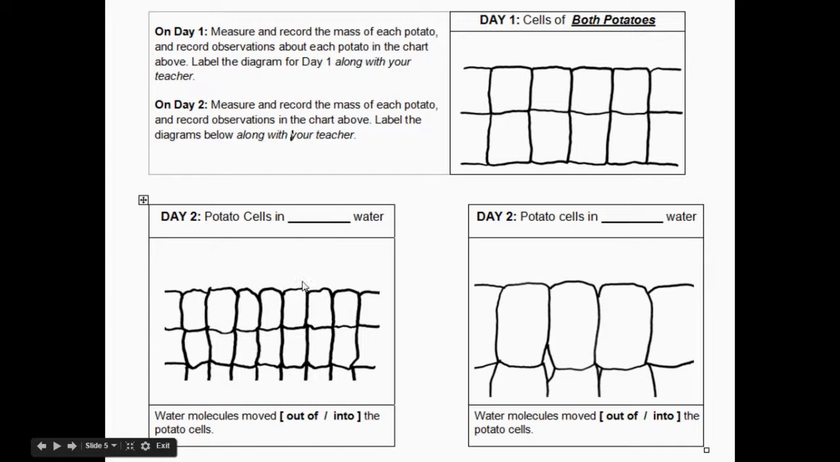Now, down here, these are the cells for our potato in salt water. That potato lost mass. That means that each cell got a little bit smaller. The cells lost some mass. Whereas over here, these were the potato cells in fresh water. The cells got bigger, and that's how that chunk of potato gained mass, because the cells must have absorbed some materials.